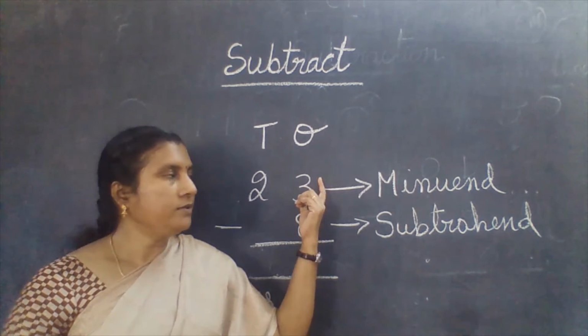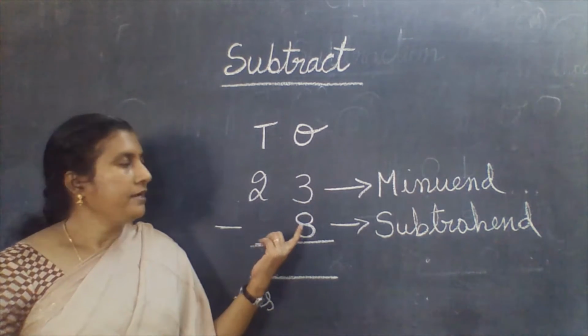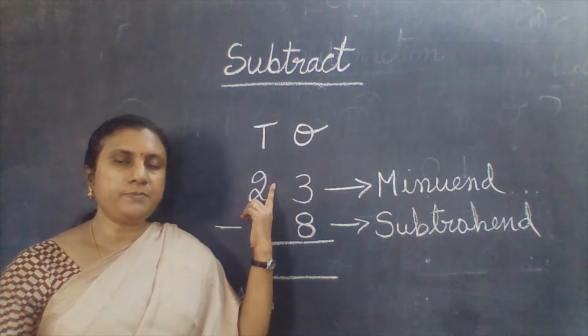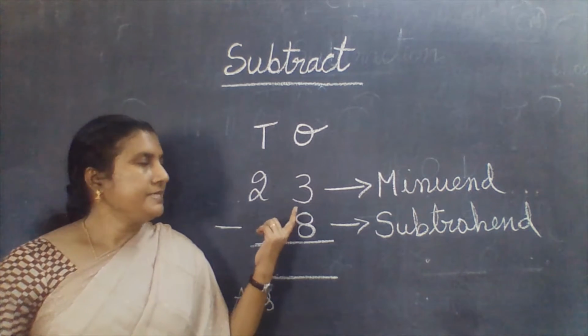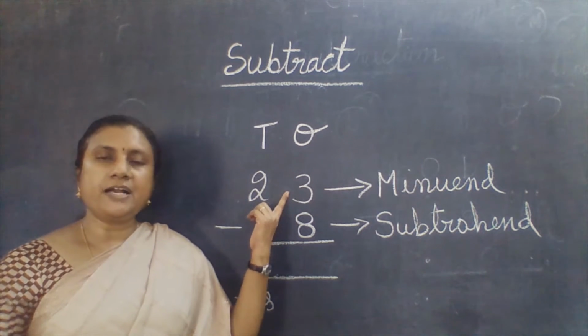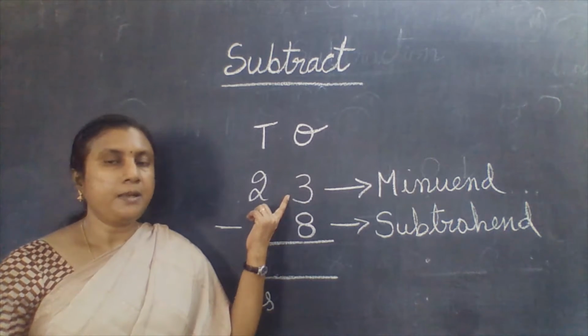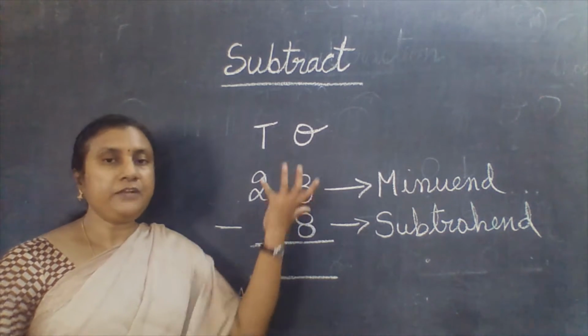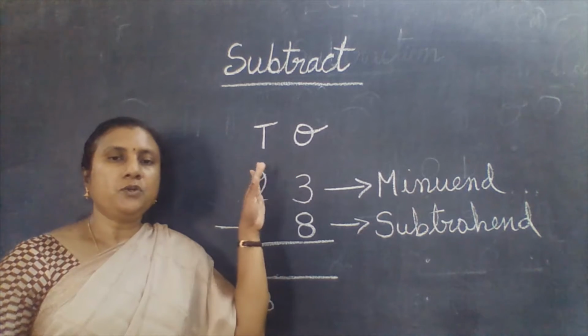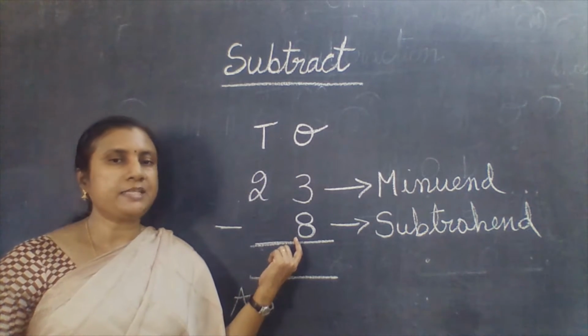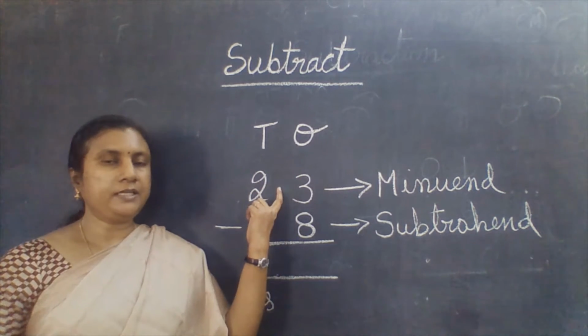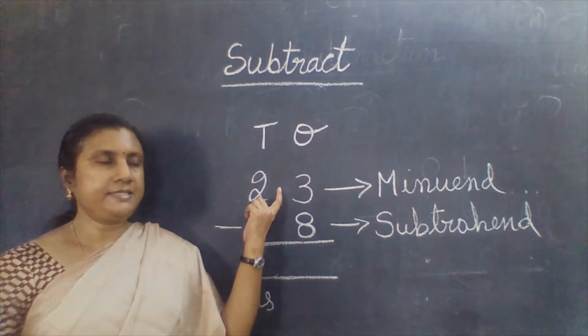You may get the doubt that here we have to subtract 8 from 3. Is it possible? No. Since 8 is greater than 3, we can't subtract 8 from 3. But we can subtract 8 from 23, isn't it? 23 is greater than 8, so we can subtract 8 from 23. How to do it? Let's see.